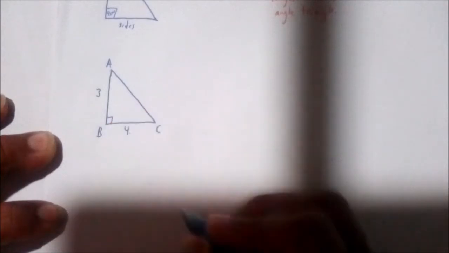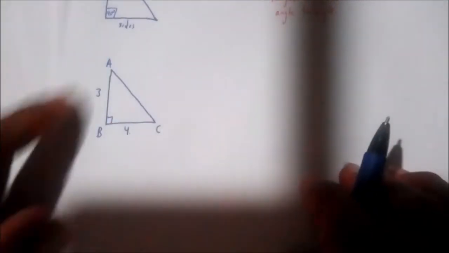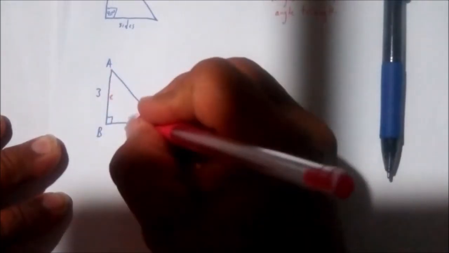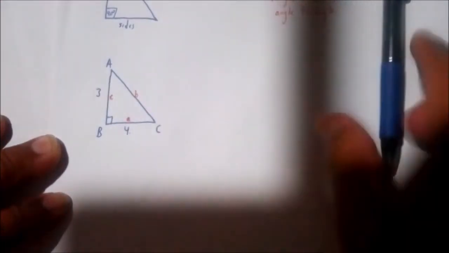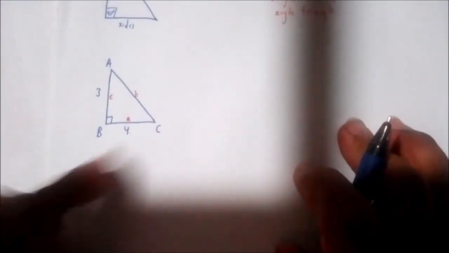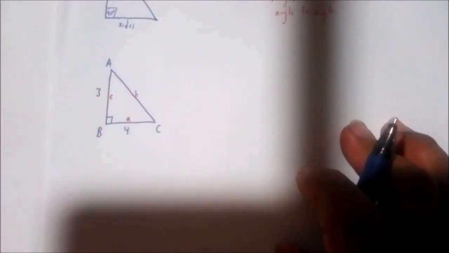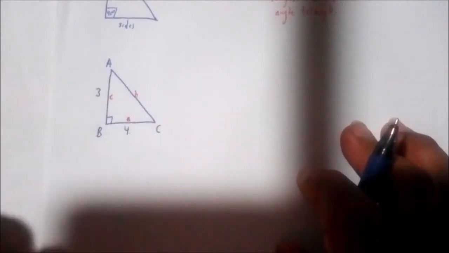This side here is opposite to B. This side here is opposite to A. This side here is opposite to C. So we can label this side C, this side A, and this side B. Based on the diagram that you get, you might label it slightly differently. Nevertheless, the longest side is still the hypotenuse. So I'm going to formulate my formula of the hypotenuse from here.